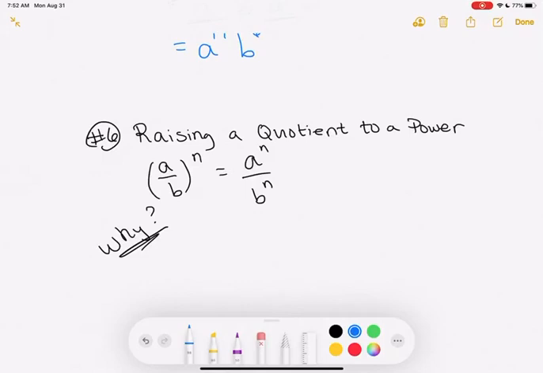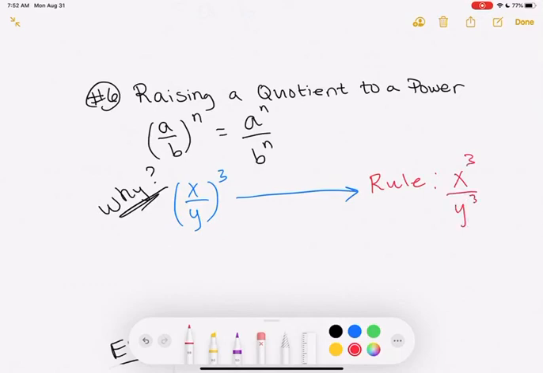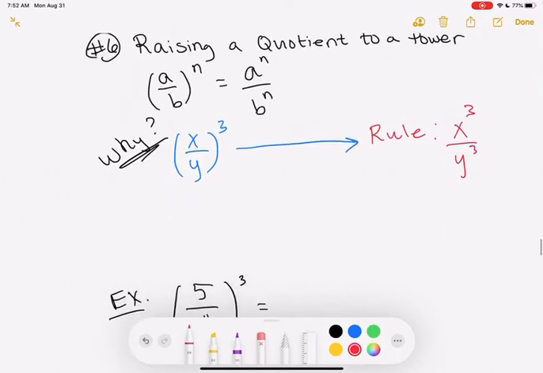So let's come up with a little example here. Say I have x over y, and I'm just going to say cubed. So our rule here would tell us that it would just be x cubed over y cubed, right? So let's go try to figure out why that's happening.